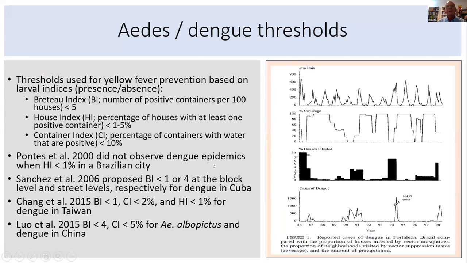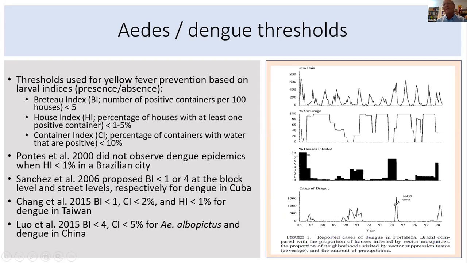Now, there have been several attempts to develop thresholds for Aedes aegypti and dengue and yellow fever. And there are several that use the immature indices, like the Breteau Index, House Index, Container Index. And there is this study in Brazil that is an observational study, as you can see on the graph to the right. On top, you see rainfall, then follow down is the coverage of vector control, then the house index, and at the bottom, you see the dengue outbreaks.